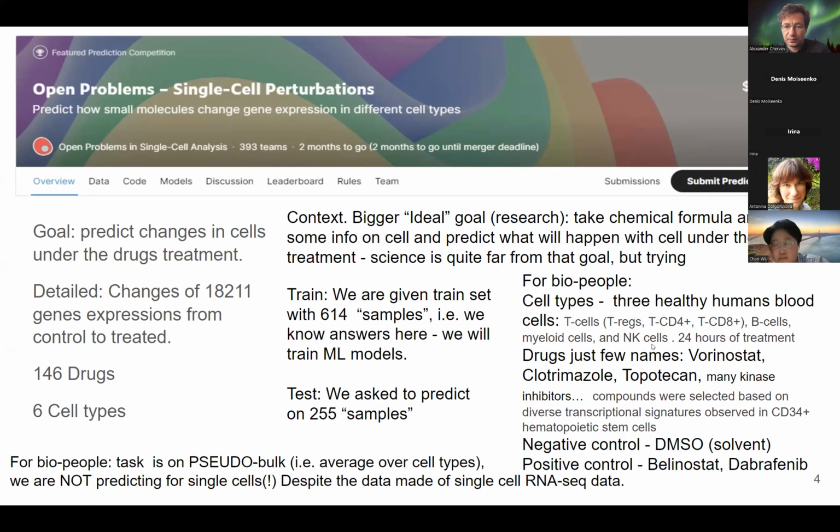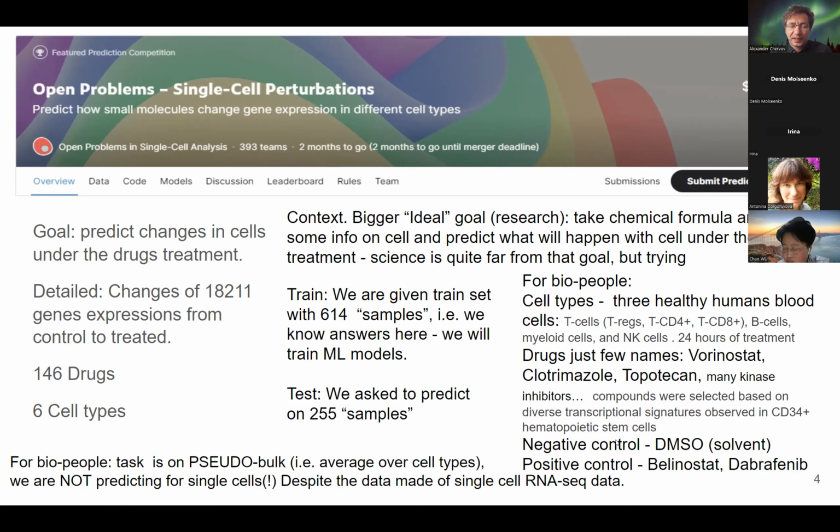My question is more about belinostat and dabrafenib, if those have some specific action. Why are they called positive controls? How exactly do they affect all those cell types that they are called positive controls?